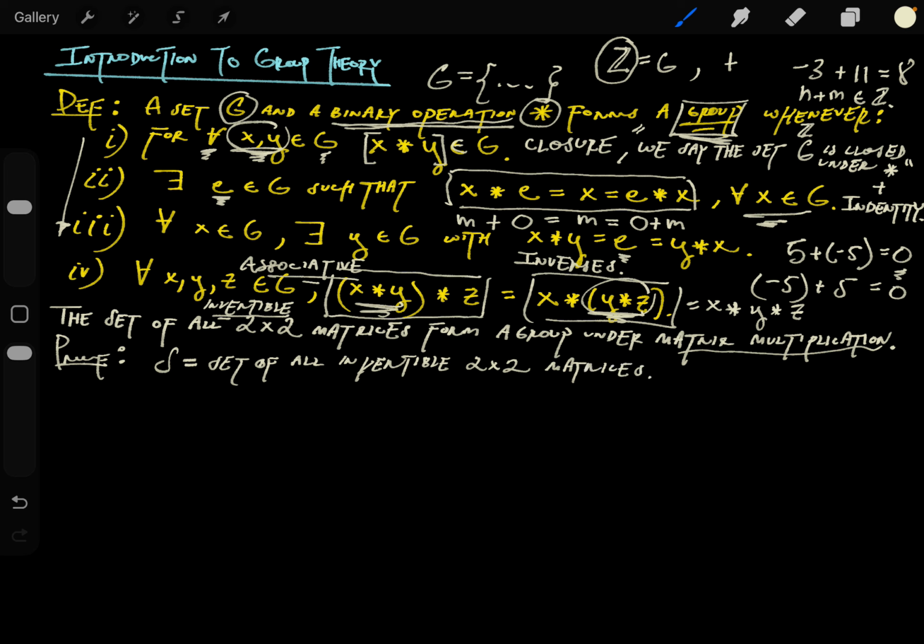Okay, that's S. So I want to take any two of these. If I have two, whatever, A, B, C, D, and then I do matrix multiplication, E, F, G, H, this is for sure another 2 by 2 matrix, whatever it may be. And that's easy to check. So that's 1, right? So how do we do the matrix multiplication?